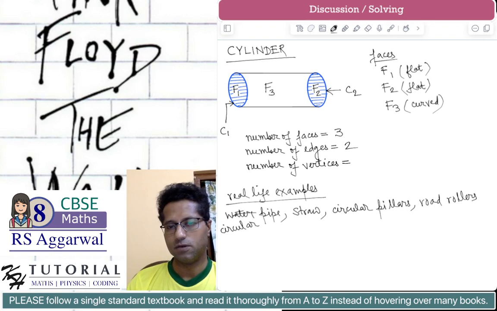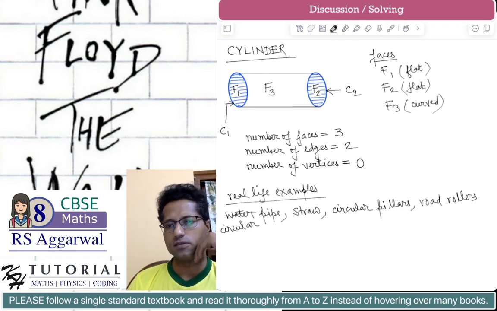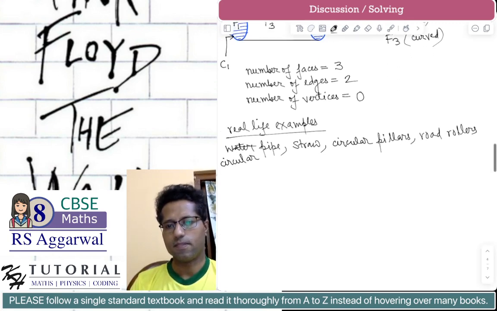And there are no vertices, because a vertex is where faces meet at a common point, and there is no such common point in a cylinder, so the number of vertices is 0. So this is all about a cylinder. The number of faces, edges, and vertices are the main things you must understand for the 3D solids we are discussing, along with how many curved faces or flat faces there are. Okay, so this was cylinder.